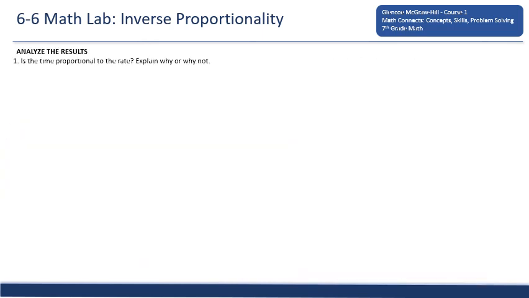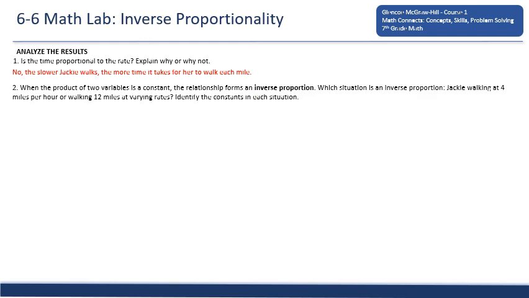Analyze the results. Is the time proportional to the rate? Explain why or why not. And no, the slower Jackie walks, the more time it takes for her to walk each mile. When the product of two variables is a constant, the relationship forms an inverse proportion.